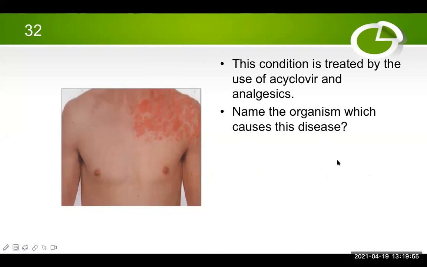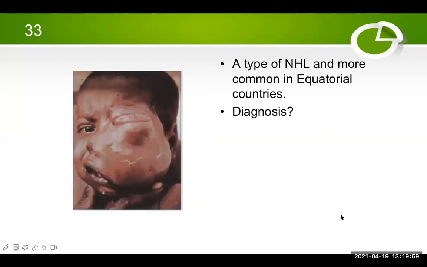Let's move on. Now, number 33. This is a type of non-Hodgkin's lymphoma, and it is more common in equatorial countries. Look at the picture and give me the diagnosis. Burkitt lymphoma. Yes, sir. Burkitt lymphoma. Absolutely correct. This is Burkitt lymphoma, which is present in the head and neck area.